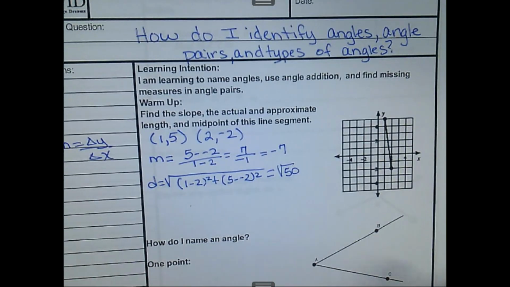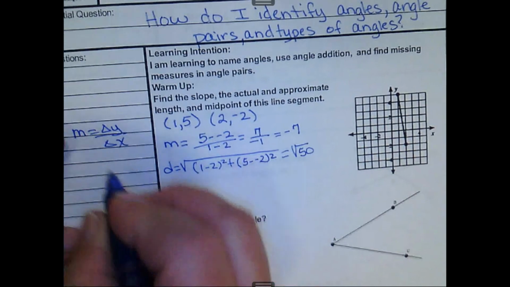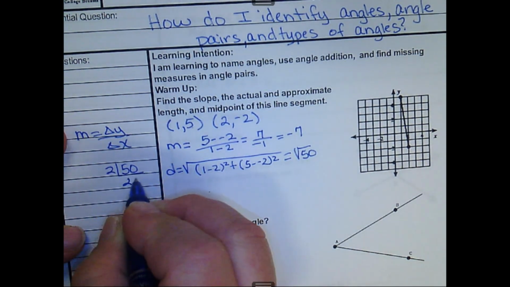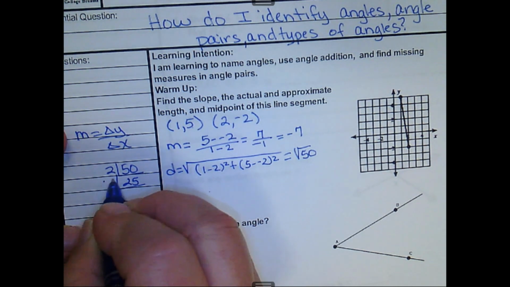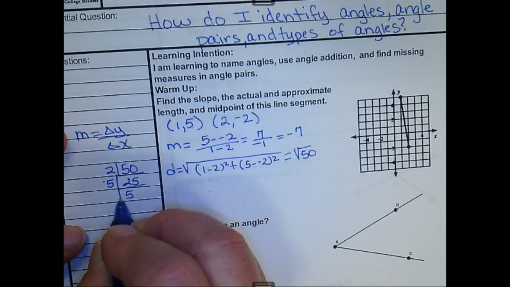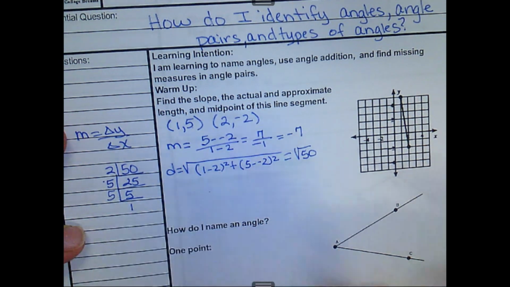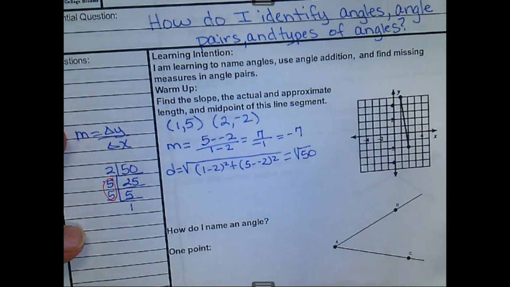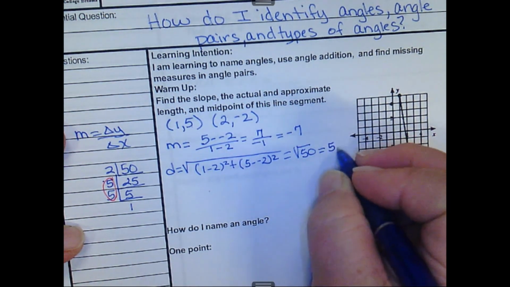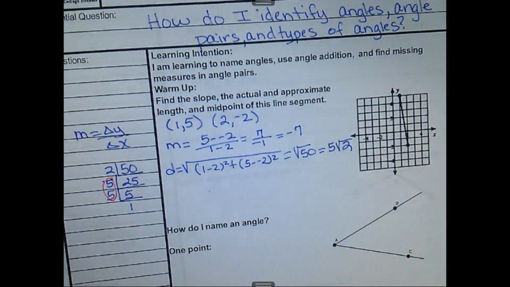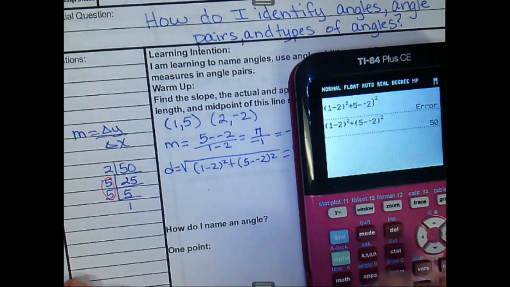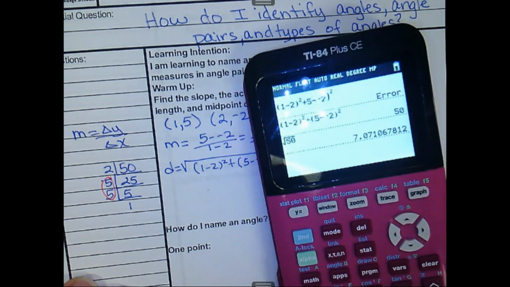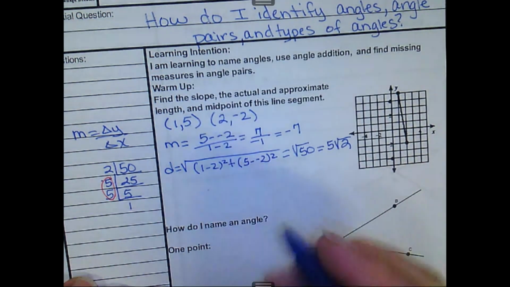Okay, 50. What are my factors of 50? I can divide it by 2, I get 25. I divide it by 5, I get 5. I divide it by 5, I get 1. So I've got a pair of 5s, and 2 is left underneath. 5 square root of 2. So the square root of 50 is approximately 7.07.